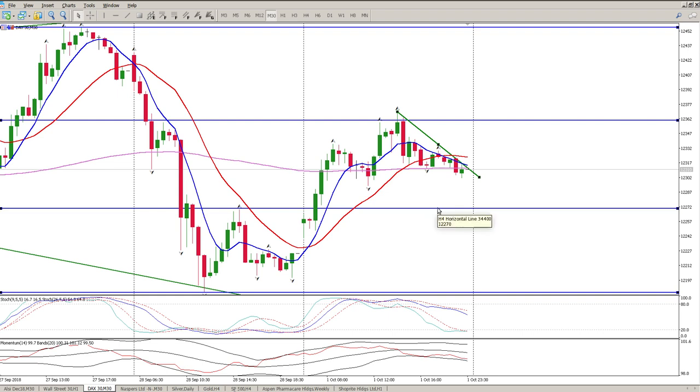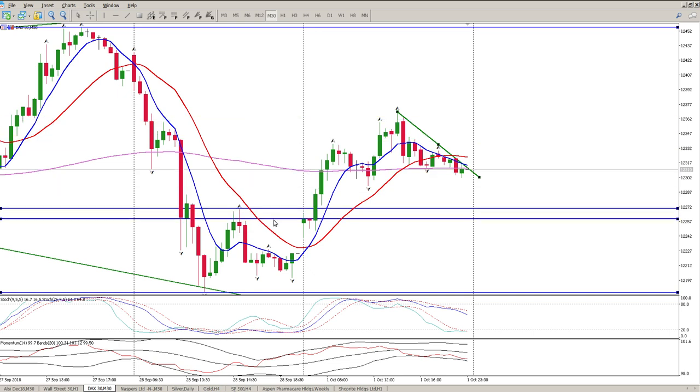So a bounce back down here to 12,270 would test this breakout, which would be a pretty good area to be long, but bear in mind that you do have a gap below. Okay, so that's the one breakout.